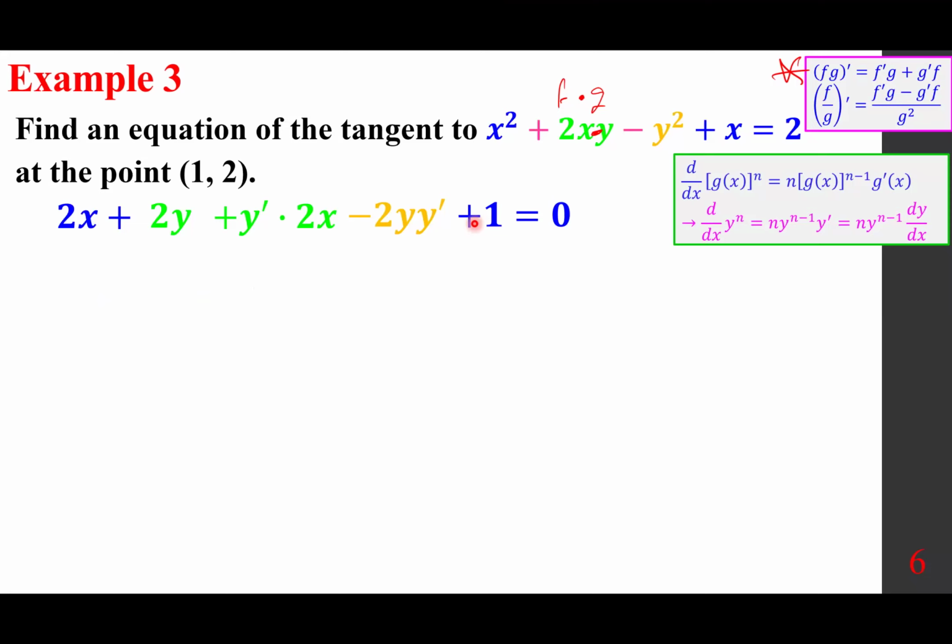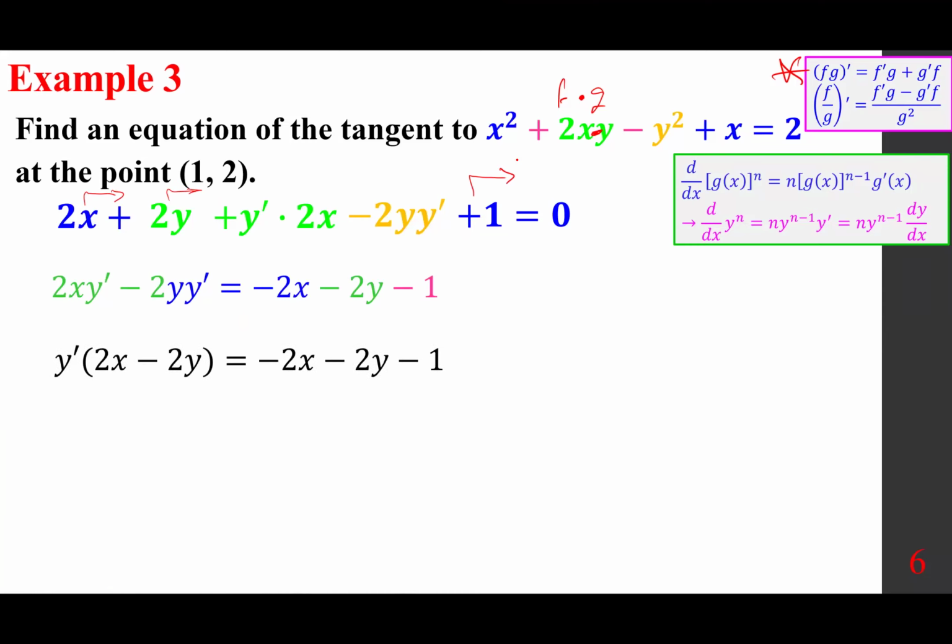Now, we are going to keep anything involving y prime and move everything else to the right: 2x, 2y, and 1, and all of them take a negative sign. On the left side, we are going to factor the y prime, although we can factor out 2 y prime is y prime. Divide the right side by the parentheses, and that's y prime.